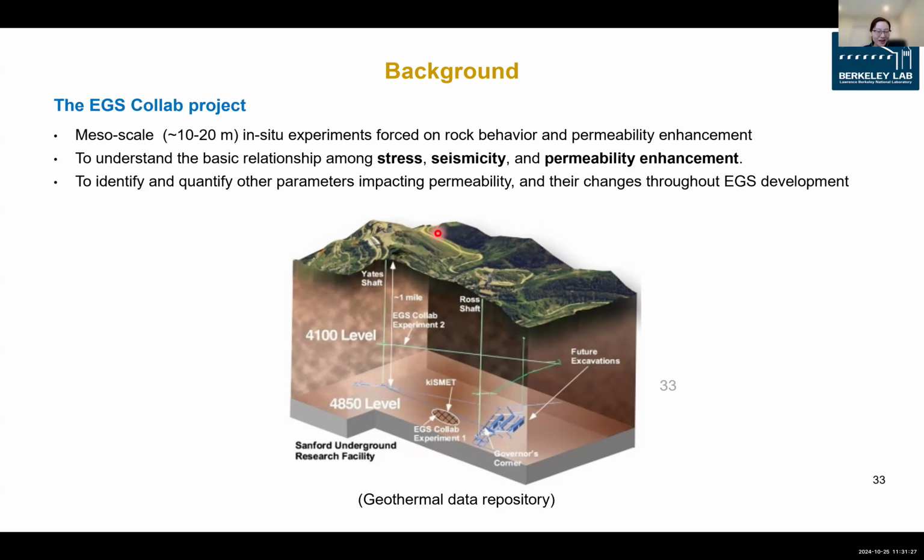And the second set of experiments was conducted about 1.25 kilometers underground to try to stimulate fractures by hydro-shearing, but it was not successful because of very long-living old veins, which are tough to activate. So our study is mostly focused on experiment 1.